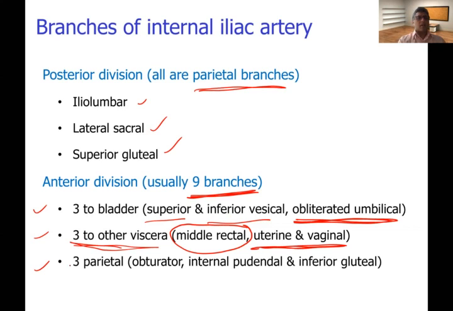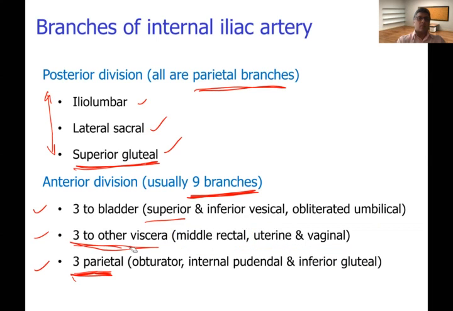Then there are three parietal branches, just like in the posterior division. One is the obturator artery, the other is the internal pudendal artery, and the last one is the inferior gluteal artery. You have the superior gluteal coming from the posterior division and the inferior gluteal coming from the anterior division that will go into the gluteal region and supply it.